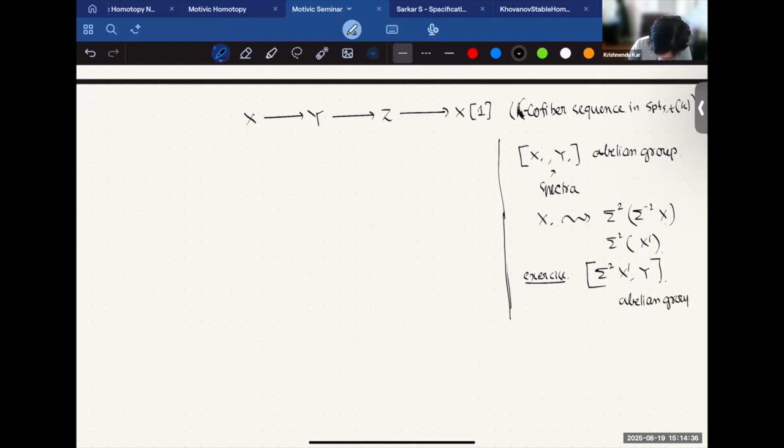It's an abelian group. This is one of the big features of spectra, that by default it comes with an abelian group structure, co-group structure. So let's use that and get the long exact sequence of an abelian group. You can apply this functor first, the covariant Hom functor in the stable homotopy category, to get this long exact sequence.